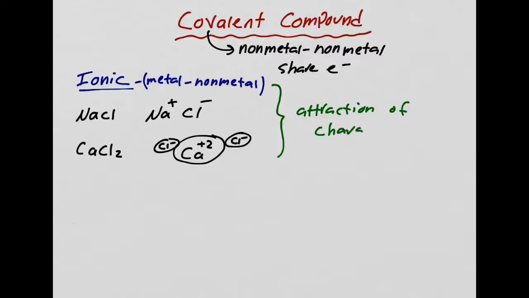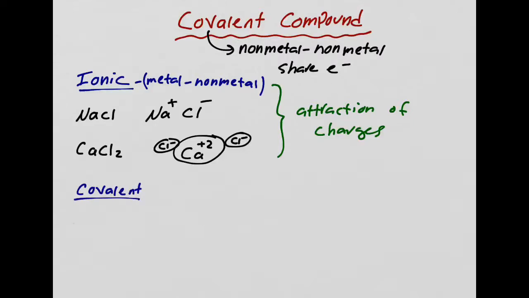Now, it's easy to draw them. You just draw the charges and then there's the attraction of charges. Now, how would you draw a covalent compound? So it's easy to draw an ionic compound, but how would you draw a covalent compound? So that's what we're going to go over, and that's going to be our lecture this week.